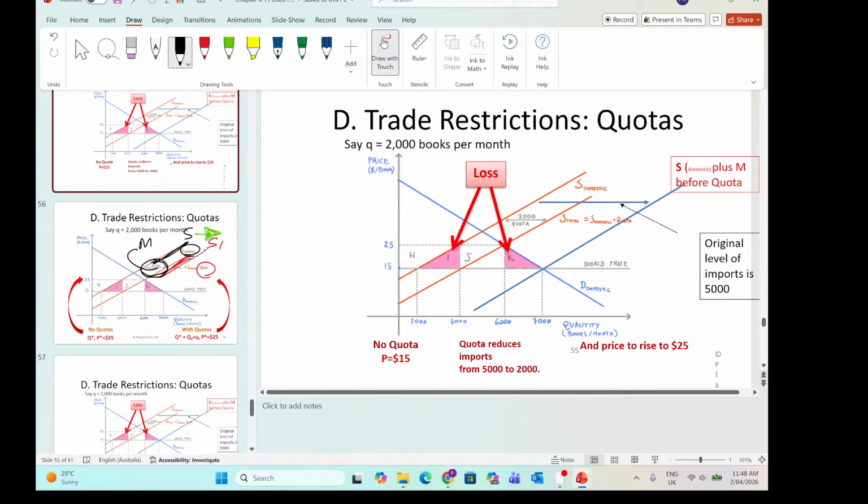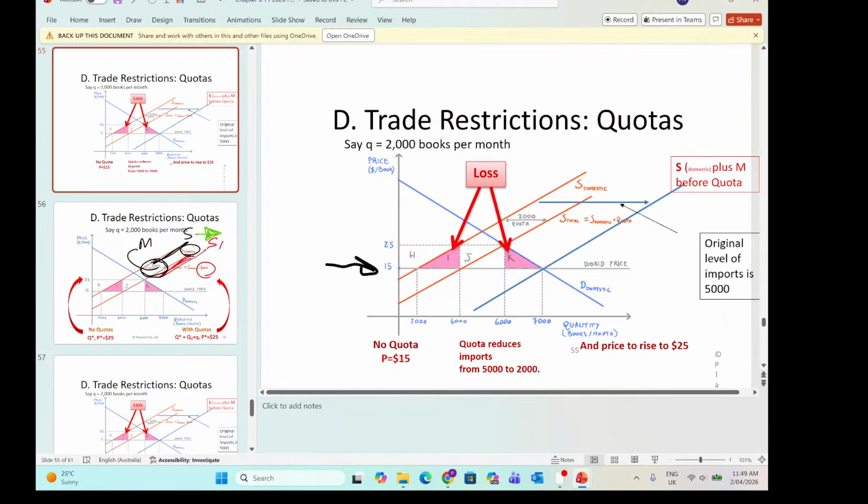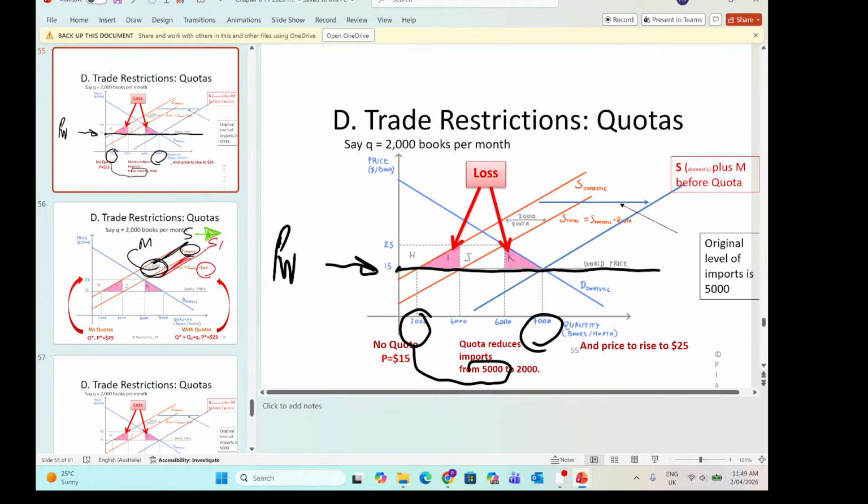So I have also drawn up this diagram because if we think about free trade, what's going on in free trade? Remember, free trade is the world price, PW. The world price is 15. Let's take that line straight across, and we see that 7,000 is being demanded, 2,000 is being supplied, and so originally in free trade, we've got 5,000 imports, not 2,000. In free trade, we've got 5,000 imports.